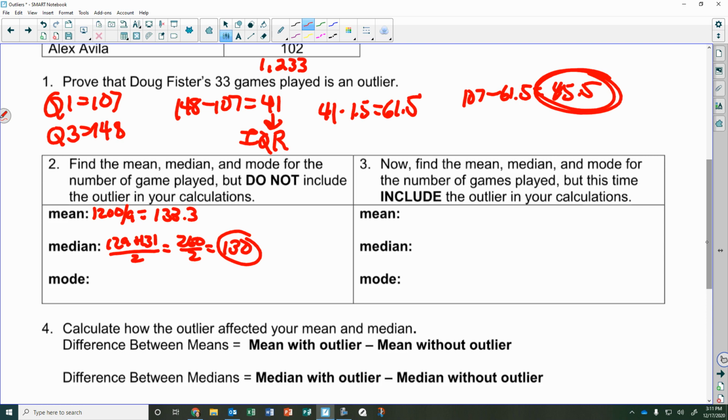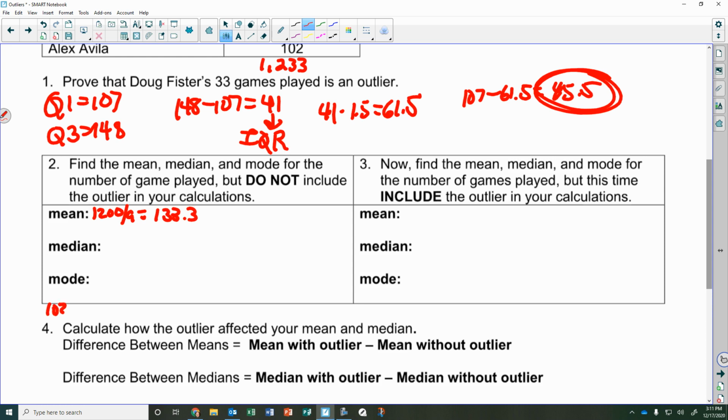I'm sorry, not 130. Oh no, I'm sorry, I screwed that up. Let's go back up to here. We got to take out the outlier, right? So when I make my new set of data, where am I going to write that? I'm going to write it below here just so you can see.